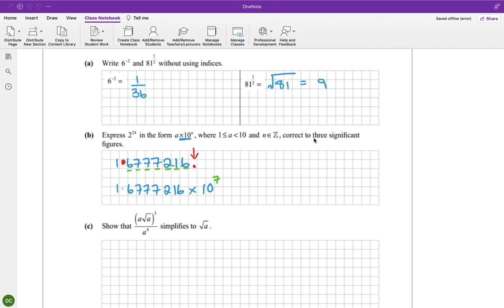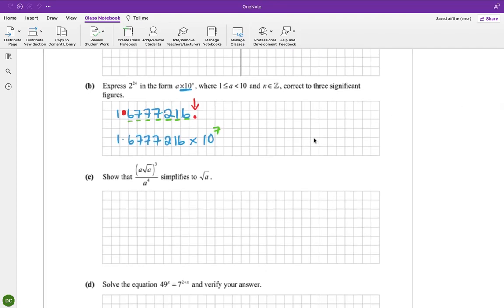And then the last thing over here is the 3 significant figures. So this is my first significant figure. Because remember, significant figures are not decimal places. They start at the beginning. So significant figures 1, 2, 3. And then I'm going to stop. I look at the number after, which is a 7. Is that strong enough to push the previous one up? It is. So it's 1.68. Then we drop the rest of the number, times 10 to the 7. And that's that one.